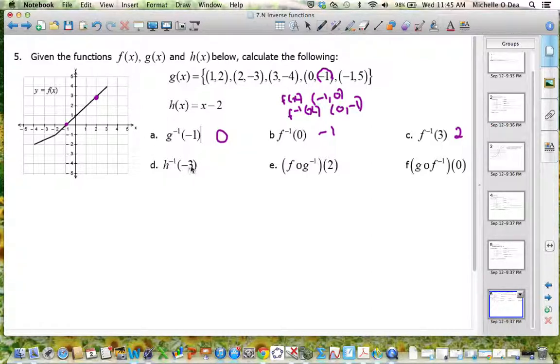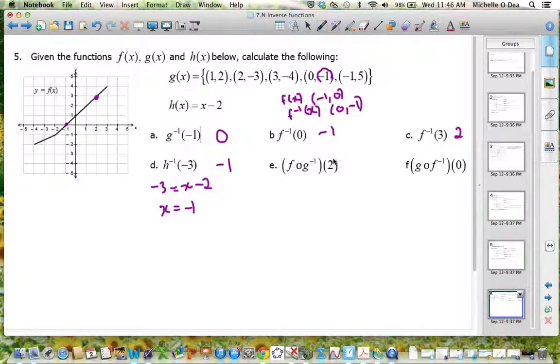For the inverse of h of -3, that's a bit trickier. We have to do a little bit of work this time. Remember, the -3 here is the y coordinate of the original function. So we would have -3 equals x minus 2, because we need to find out which x coordinate it is. Just solve that: add 2 to both sides, and we get x equals -1. So the answer is just -1.